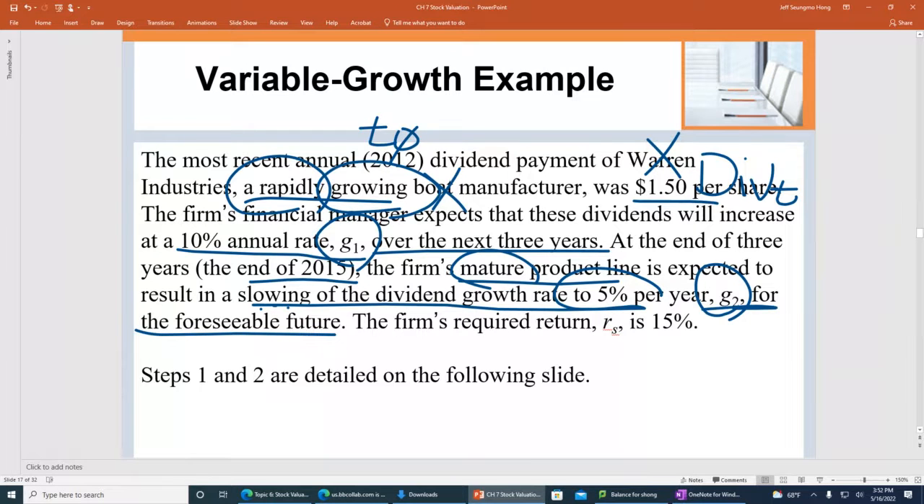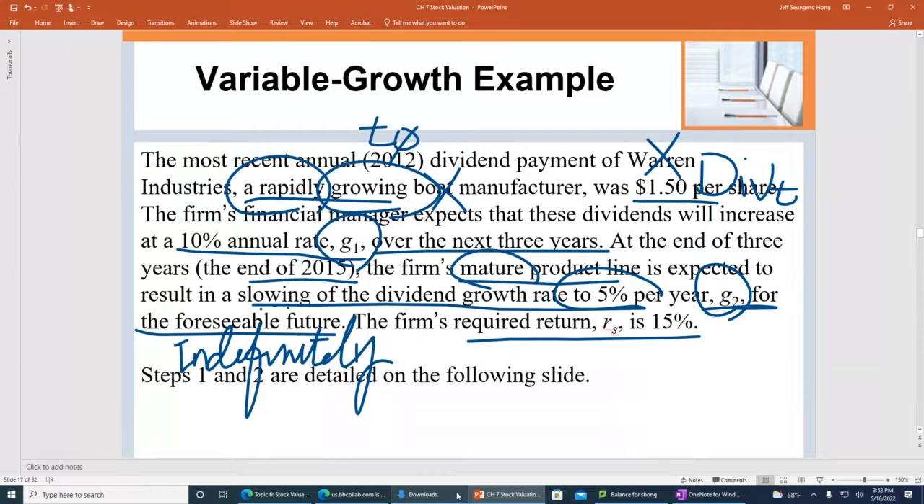Foreseeable future, I mean, if the growth rate will remain at 5% for the foreseeable future, that means what? That's like indefinitely, right? So that means it's going to be constant indefinitely. And the firm's required return is 15%. Okay, so how do we then handle a problem like this?